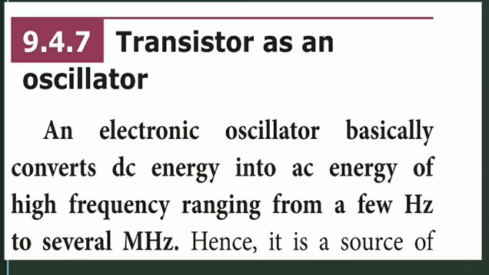See, an electronic oscillator basically converts DC energy into AC energy of high frequency, ranging from a few hertz to several megahertz. Mega means 10 power 6 hertz. So an oscillator is basically a device which converts DC into AC energy of high frequency, ranging from low hertz to high hertz. So that is an oscillator.